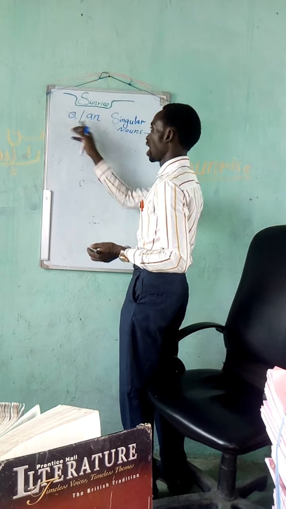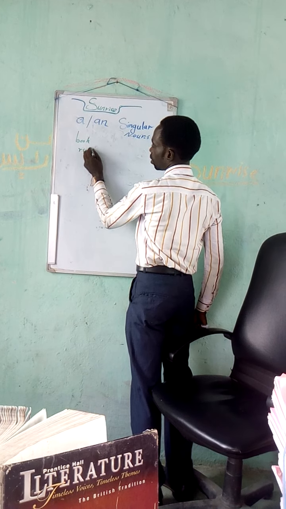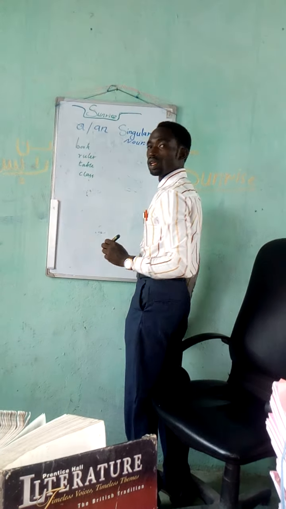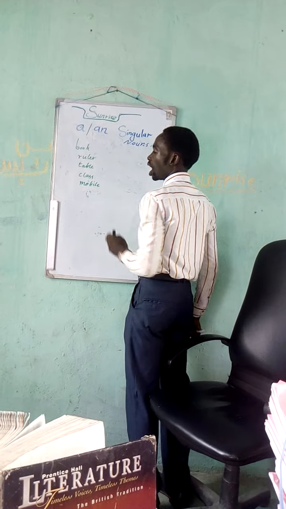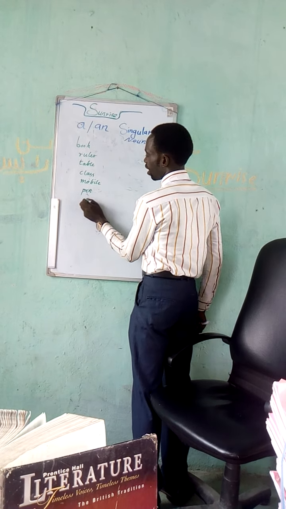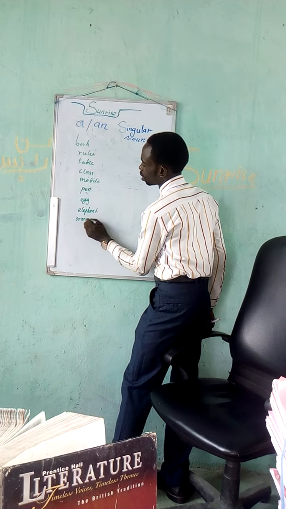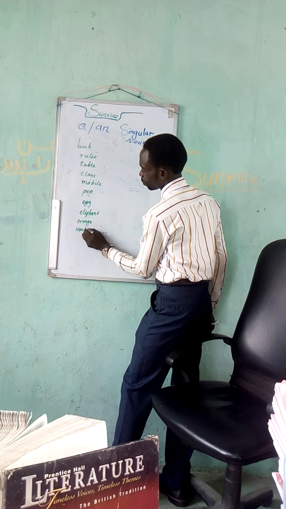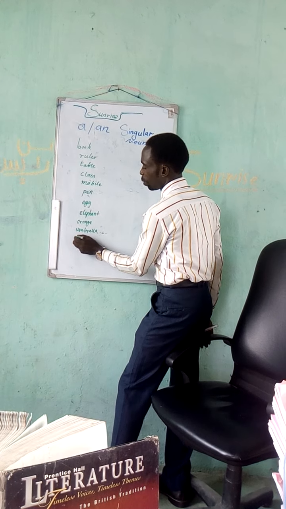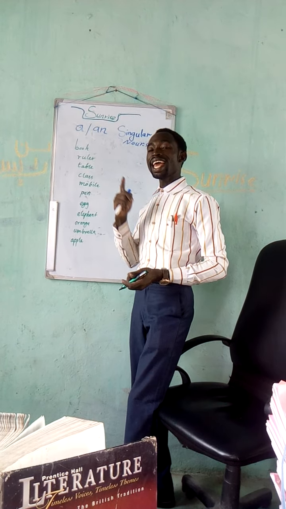Here, we use a and an for singular nouns. If you say, for example, book, ruler, table, class, mobile, and pen, and then you say egg, elephant, orange, umbrella, and apple, and so on. So these are the singular nouns, and so we use a or an before them.